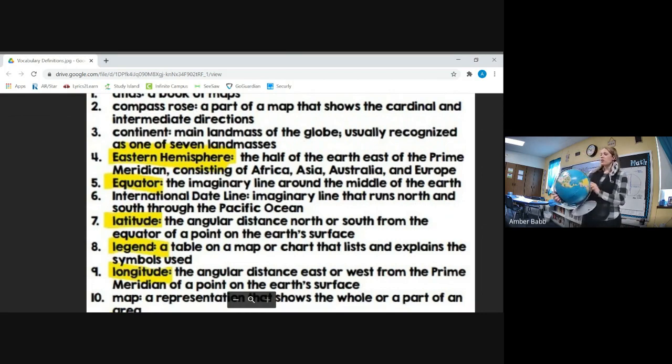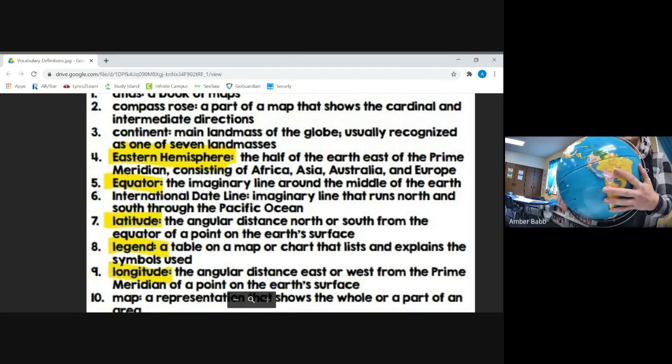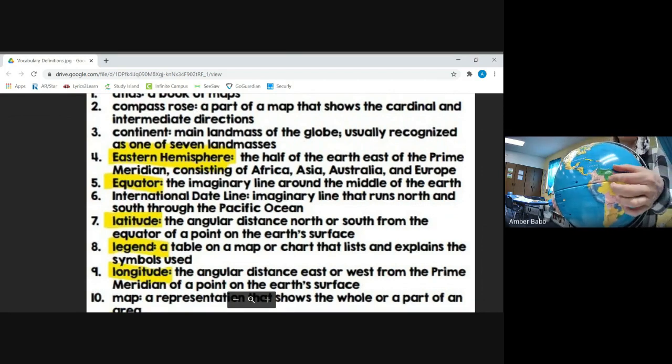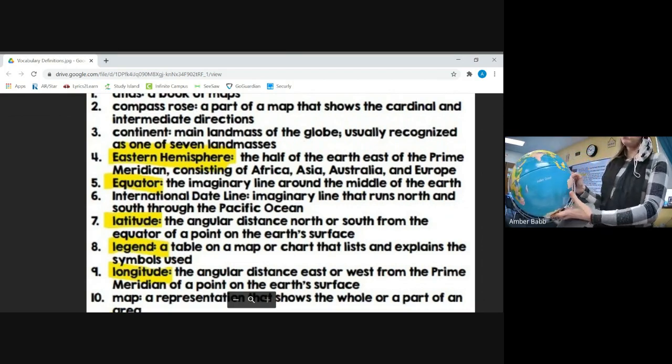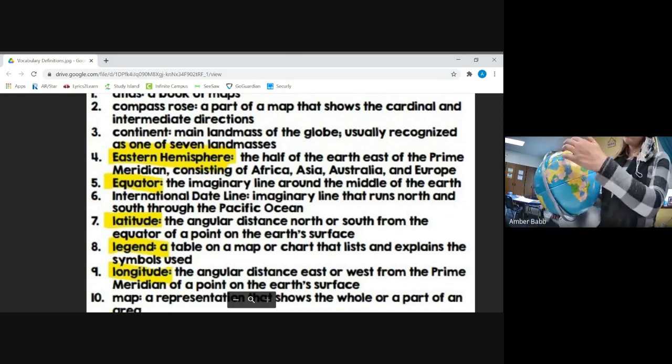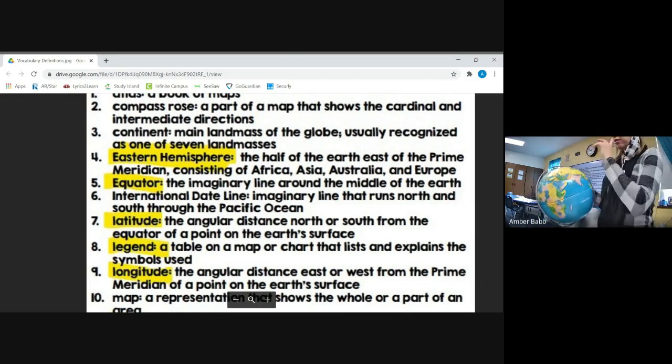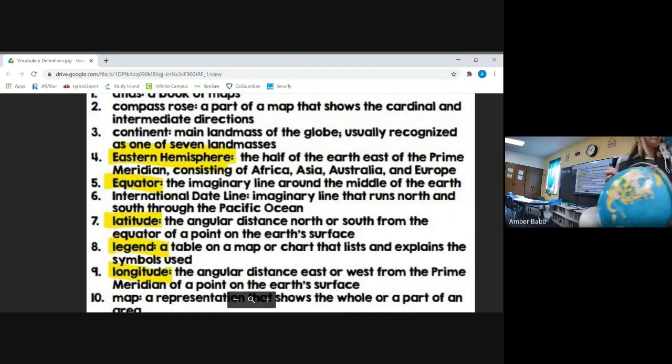North America is entirely in the Northern Hemisphere. South America is mostly in the Southern Hemisphere, but there is a little bit still in the north. Australia is entirely in the south. Asia and Europe are entirely in the north. And Africa is half and half, northern and southern.